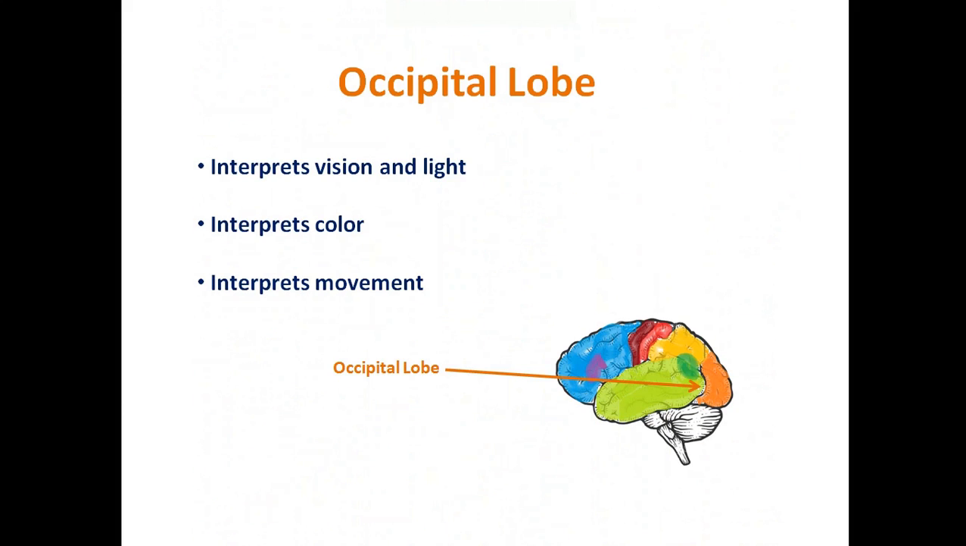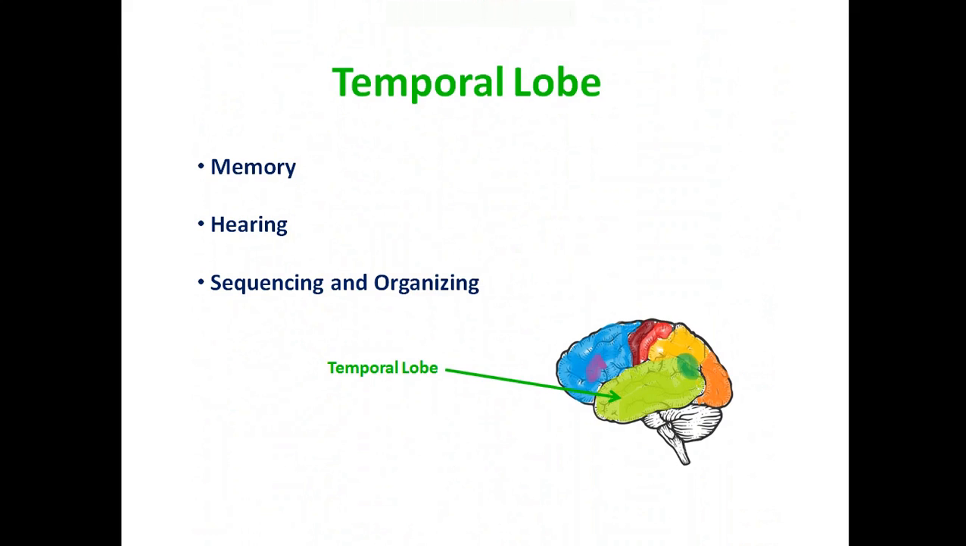Occipital lobe. It is involved in vision, light, color, and movement of different body parts. Our final portion of the brain is the temporal lobe. It is involved in memory, hearing, sequencing, and organizing.